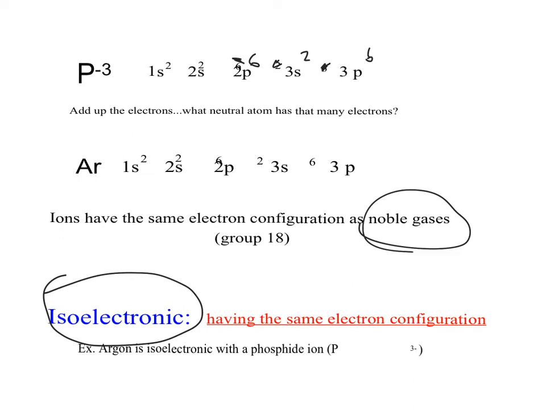Phosphorus with a -3 charge, phosphide, has the same configuration as argon: 1s2, 2s2, 2p6, 3s2, 3p6. Okay, so we'd say that argon is isoelectronic with phosphide, or phosphide is isoelectronic with argon.